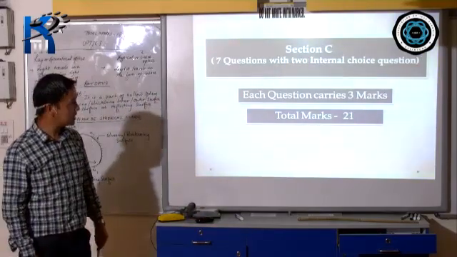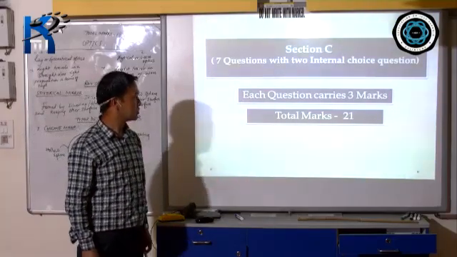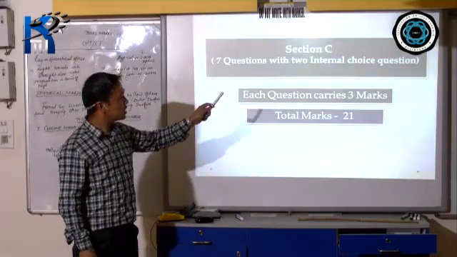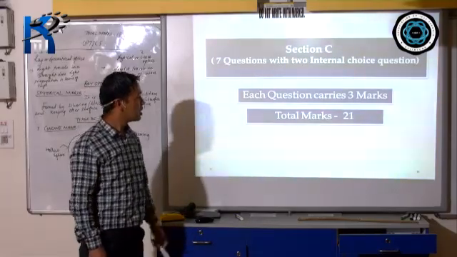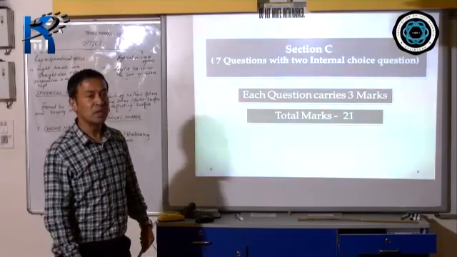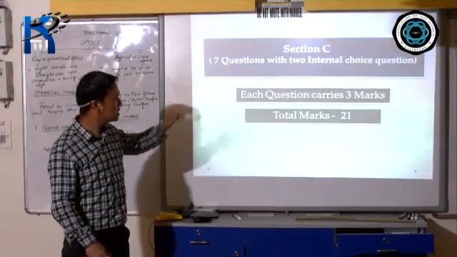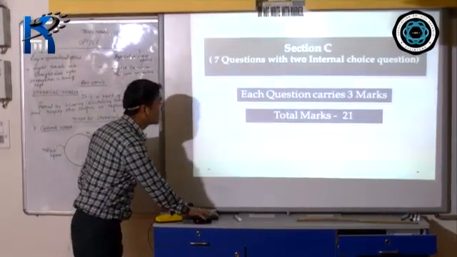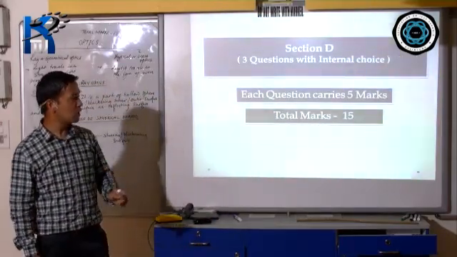Next, we have section C. We have 7 questions with 2 internal choice questions. Each question carries 3 marks, for a total of 21 marks. In this particular section you find mostly numerical problems. You can find derivations also. So we need to focus mostly on section C. Followed by that is the last section in paper 1 theory.